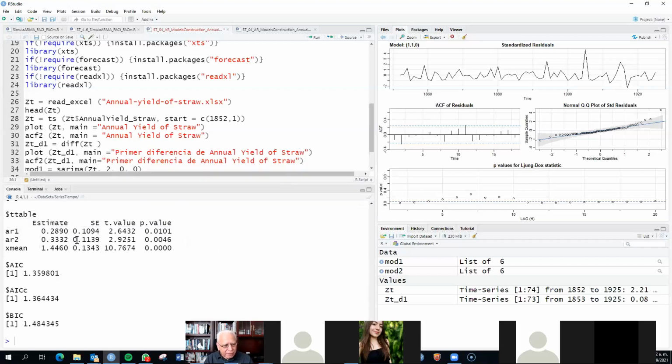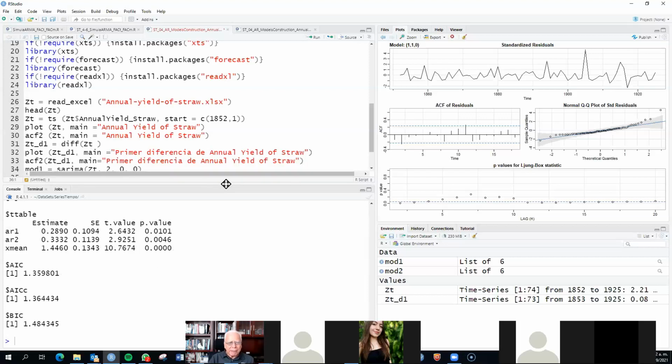Here I have the coefficients. The AR1 coefficient is significant. Here the p-value is 0.01. We'll talk later about how we calculate these p-values. The second coefficient is also significant. The mean is also significant, which means there is a mean to that series. That seems to be a better model.